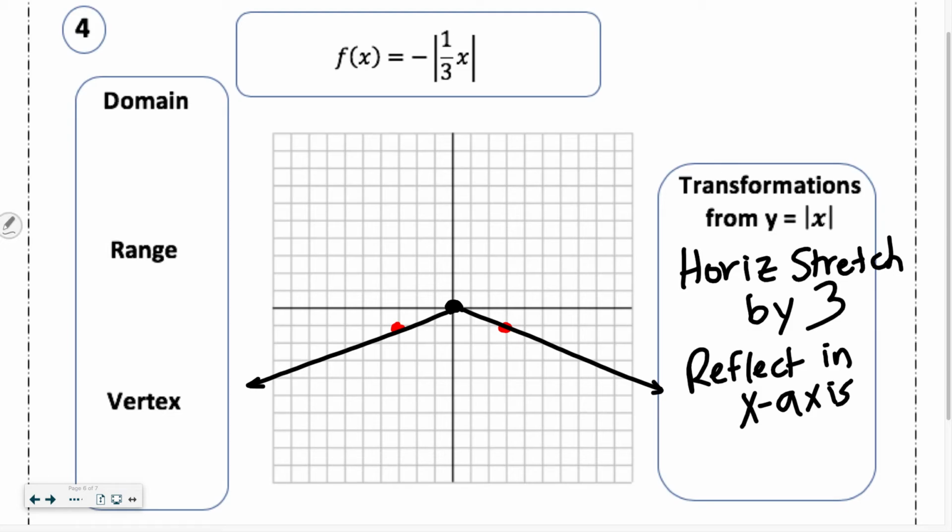Maybe you already have domain and range filled in, right? X equals all real numbers, y is less than or equal to 0, and vertex at 0, 0. Your homework is a worksheet. Yay. I like worksheets.